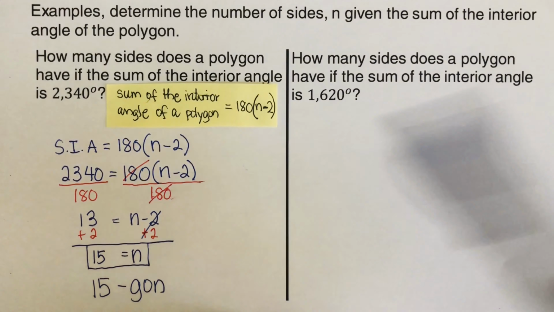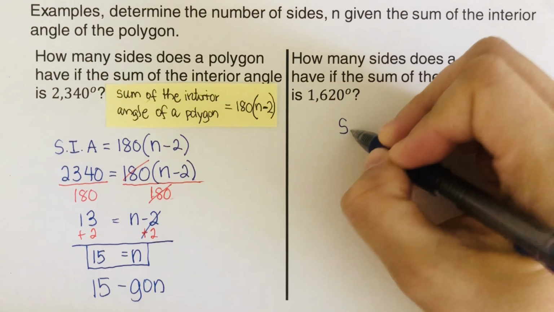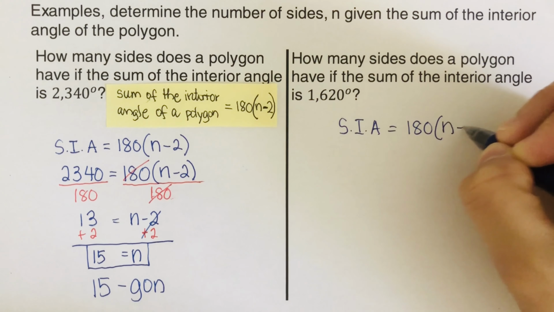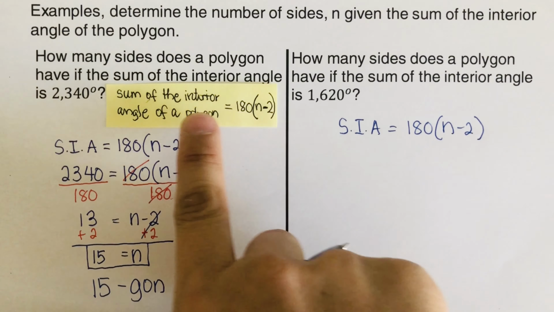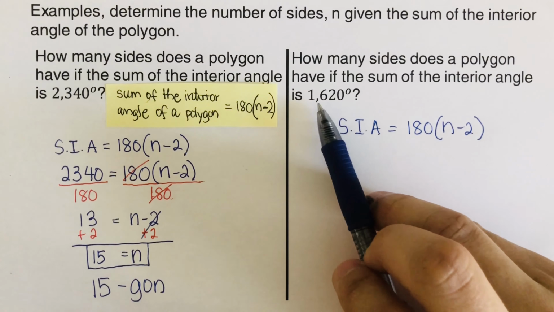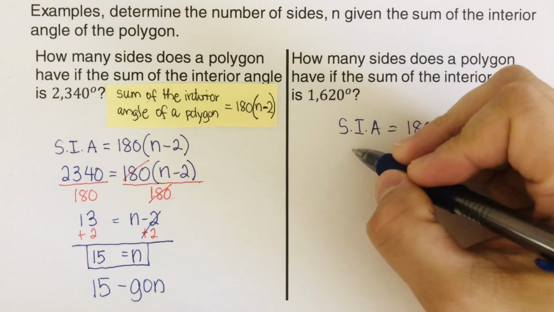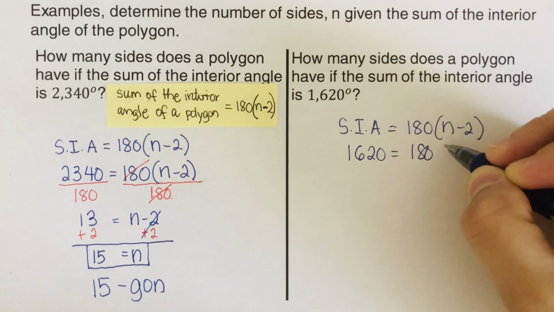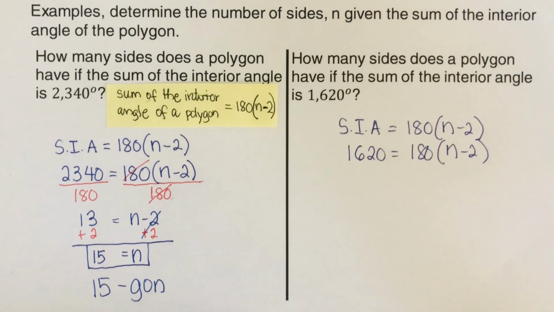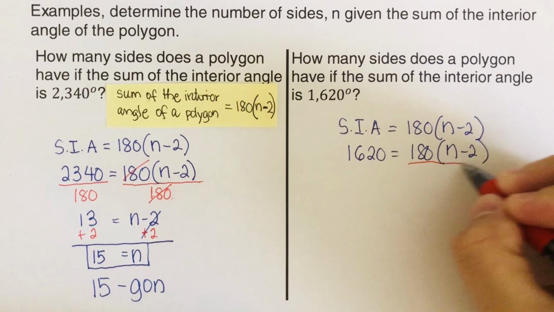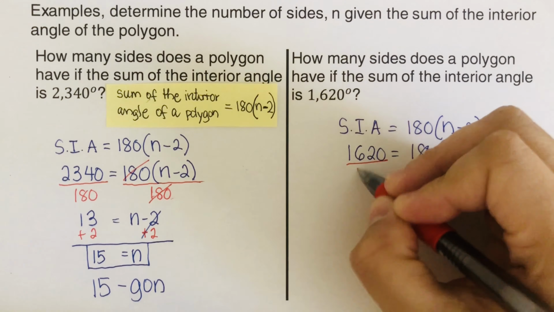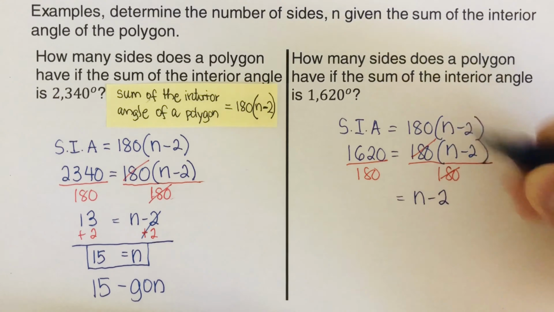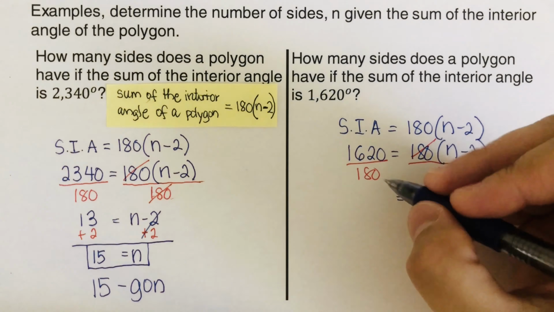Okay, so we pretty much do the same thing as this. The sum of the interior angles is equal to 180 times n minus 2. I just wrote this equation over here. Since the sum of the interior angles is 1,620, we plug that in here. So 1,620 equals 180 times n minus 2. We're solving for n. So we divide both sides by 180, and I cross that out, so I'm left with n minus 2. 1,620 divided by 180 is 9.